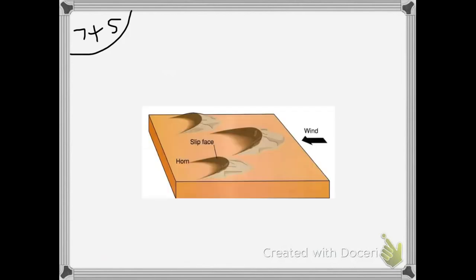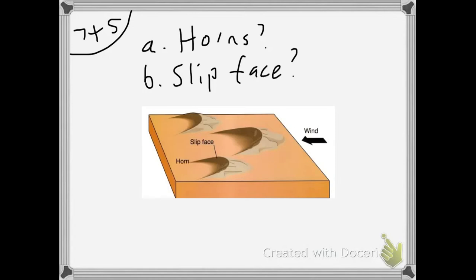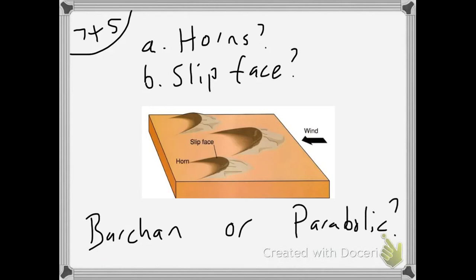So here we are with slide 7 plus 5. So a picture for your consideration. So letter A, do these sand dunes have horns? Yes, because it's labeled in the picture. Is there a slip face? Yes. But the ultimate question is, am I showing a barcan or a parabolic sand dune? And these are barcans because the slip face is on the inside of the horns. If the slip face were on the outside of the horns, it would be called a parabolic.